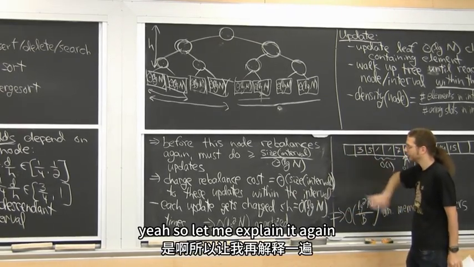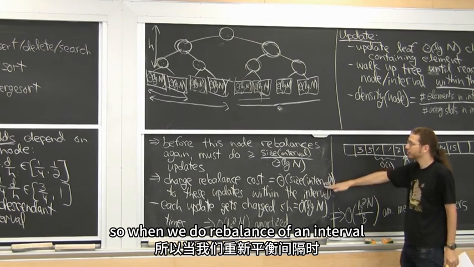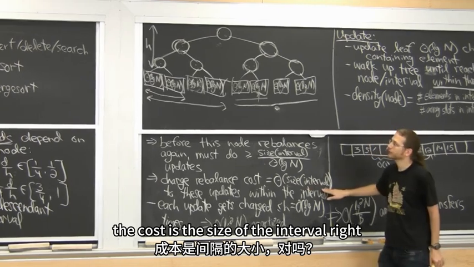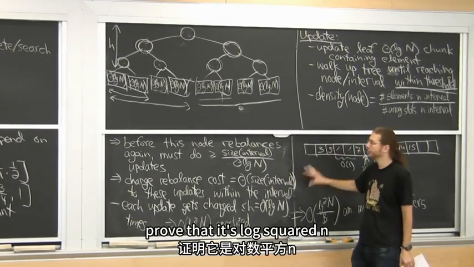Yeah, let me explain it again. When we do a rebalance of an interval, the cost is the size of the interval, right? We're trying to analyze what the amortized cost is, and prove that it's log squared n.